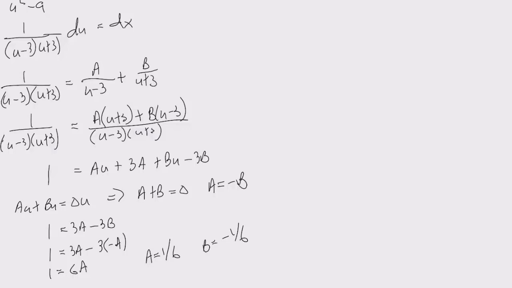All right, so let's jump back to our integral expression there. So now I've got (1/6) over (u minus 3) plus (negative 1/6) over (u plus 3) du, and I have a dx on that side. And if I integrate, so let's integrate both sides there.